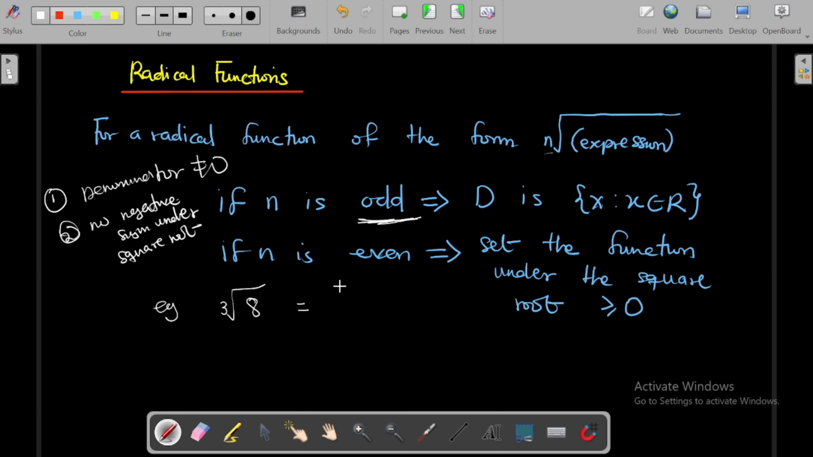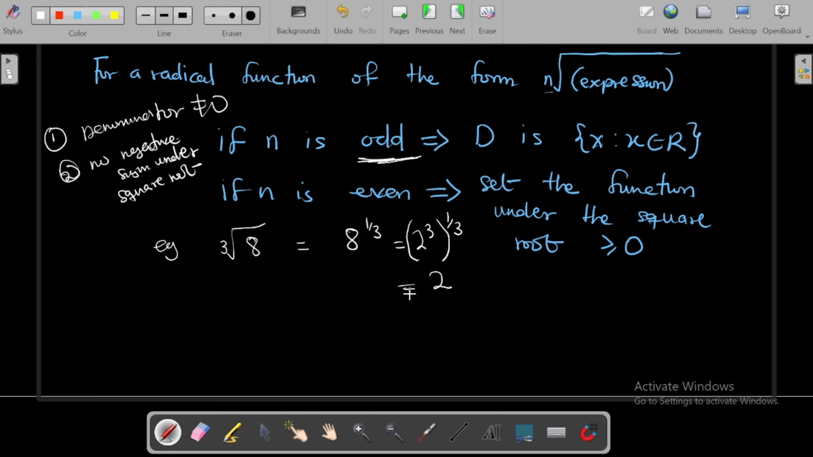Now this is the same as 8 to the power 1 over 3, which is the same as 2 to the power 3 in one bracket to an exponent of 1 over 3. And we can say that this will equal to what? 2. Okay. Now for that same odd number, if we have a negative sign inside the root, not the square root, okay, negative sign inside the root, we can see that this is the same as negative 8 to the power 1 over 3, right?